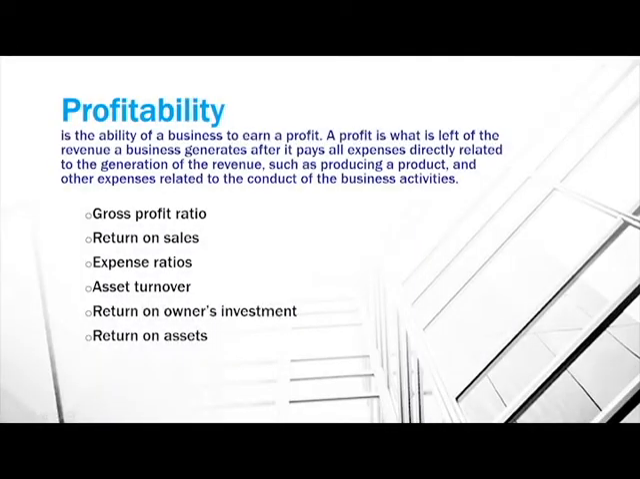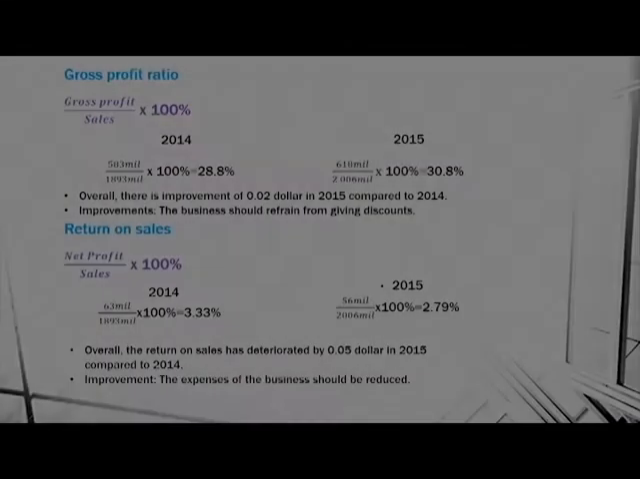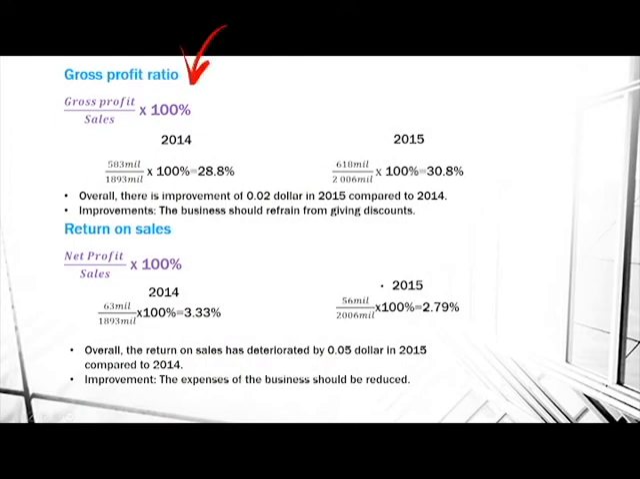Profitability is the ability of a business to earn a profit. Firstly, the gross profit ratio in 2015 has a slight improvement of 2% compared to 2014. Reasons for the increase may be due to 7-Eleven increasing the markup on the stock sold. Giving more discounts would improve this ratio.